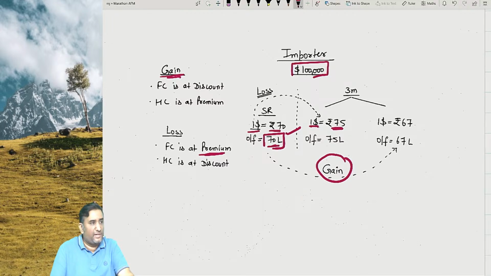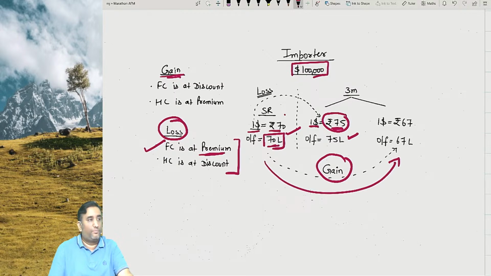My outflow would be 70 lakh rupees. If it becomes 75, the same $1 lakh chocolates will come at 75. So this situation, basically foreign currency at a premium or home currency at a discount, will give me a loss, and the second position will give me what? Profit. Just quickly go through it, please.